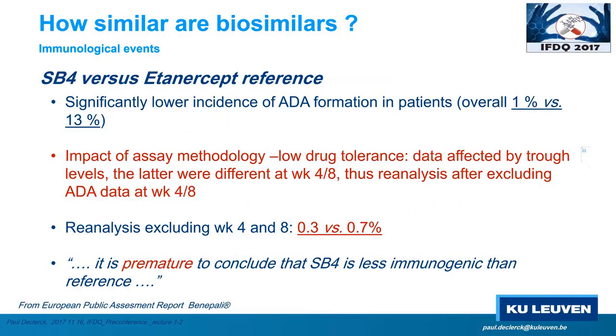Now, another important example, again extracted from the European Public Assessment Report, is the, let's say, the way the scientific committee deals with the data that have been provided. So, for an etanercept biosimilar, as before, they have found that a significantly lower incidence of immunogenicity was observed for the biosimilar relative to the reference product. 1% for the biosimilar versus 13% for the reference product. We can say that's very good, because it gives you the impression that the biosimilar, in terms of immunogenicity, is better than the reference product.